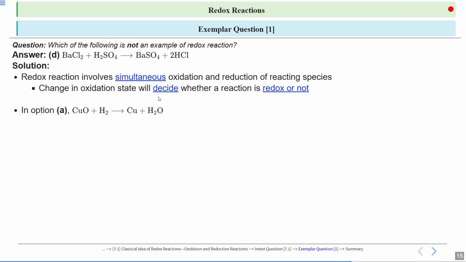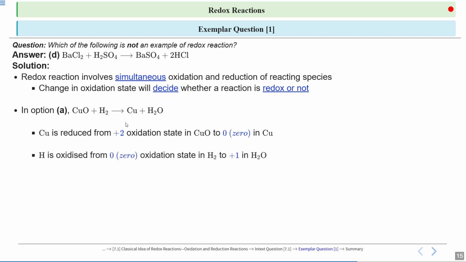So, in option A, that is copper oxide on reacting with hydrogen gives copper plus water, you can clearly see here that oxygen is being removed from copper oxide, and oxygen is also being added to H2. If you look at their oxidation number, copper is present in +2 oxidation state in reactant and in 0 in product. So you will find that the copper has been reduced from +2 to 0.